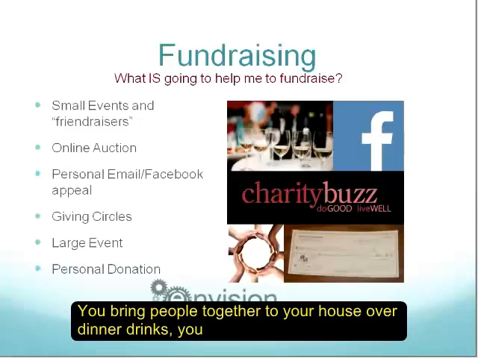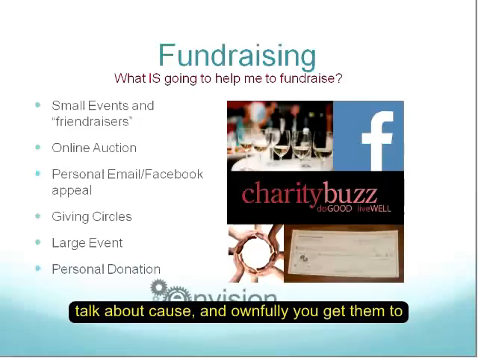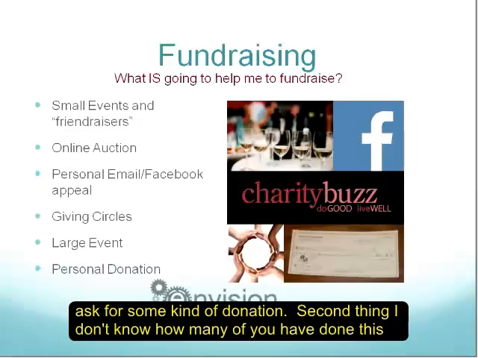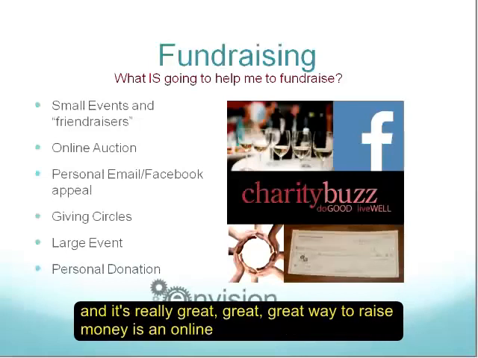You can do something called a small event, like a fundraiser, where you bring people together to your house over dinner, over drinks, whatever it is. You talk about the cause. You talk about what you do. You're serving things for them, so they're coming for free things. And hopefully then you get them to care about the agency, be part of the agency, want to join the board, or just want to volunteer. And at the end of that event, you would for sure ask for some kind of donation.